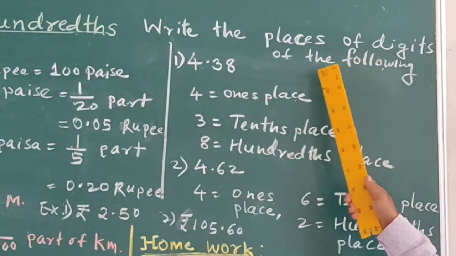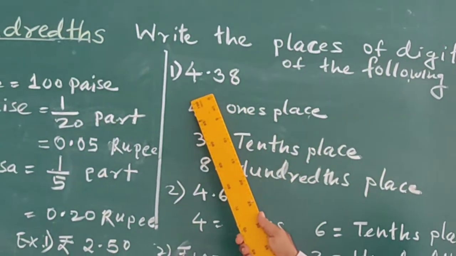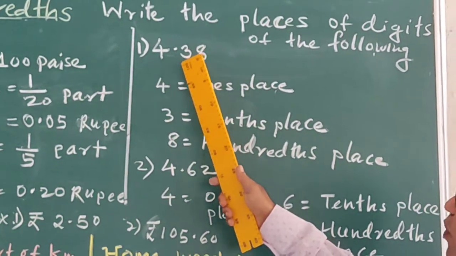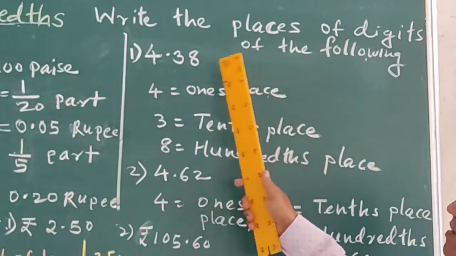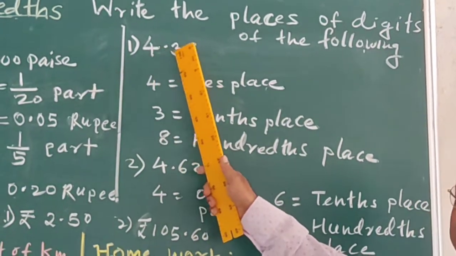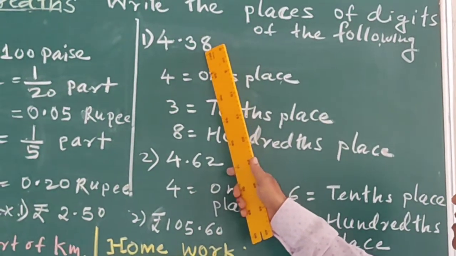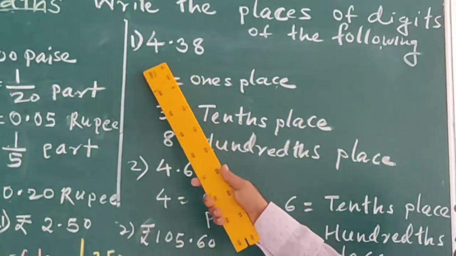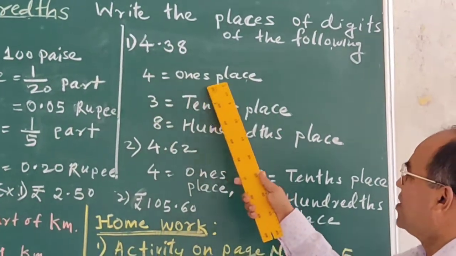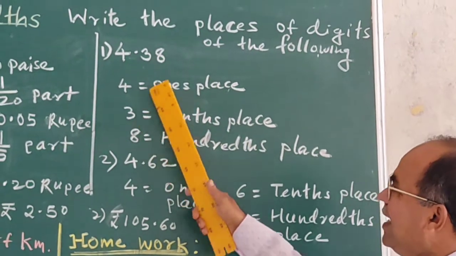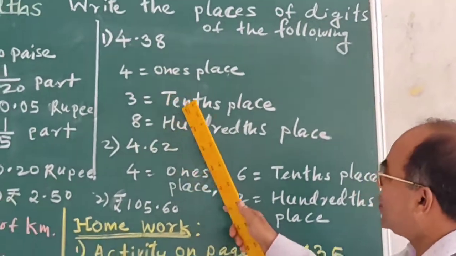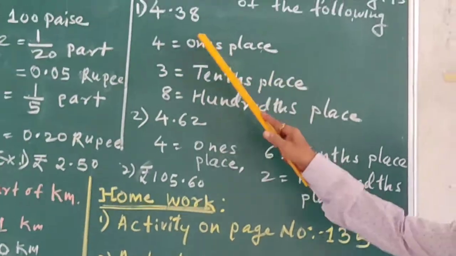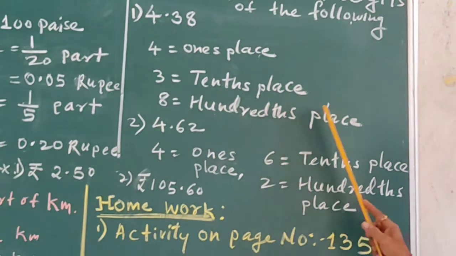The exercise was like this: write the places of the digits of the following decimal numbers. First number, 4.38. You have to write the places of the digits of the integral part and also the decimal part of this number. So 4 is on the ones place. Then 3 is in the decimal part, so 3 is on the tenths place. You have to write it like this: 3 is the tenths place and 8 is the hundredths place.